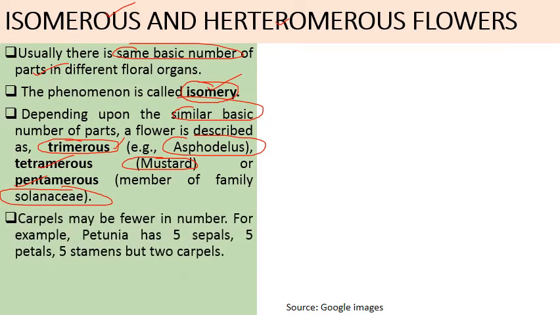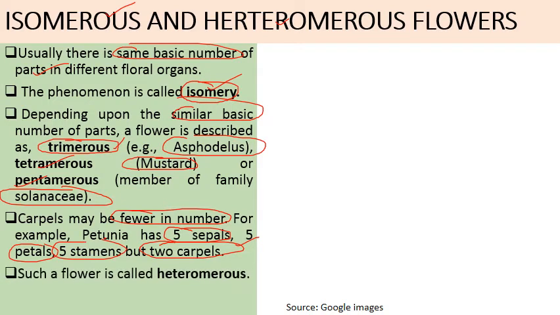Next comes the case where the carpels may be fewer in number. For example, we have petunia, which bears five sepals, five petals, five stamens, but two carpels. So the number of floral parts varies; it is not uniform. Ye jo number hai, vary karta hai, it is not the same for all floral whorls. That type of flower is known as a heteromerous flower. Is tarah ke flower ko heteromerous flower kehte hain, jisme floral whorls ke number vary karte hain from one whorl to another. That is, petal ka number different hoga, sepal ka number different hoga, ya androecium ka number different hoga, gynoecium ka number different hoga. That type of flower is known as a heteromerous flower.